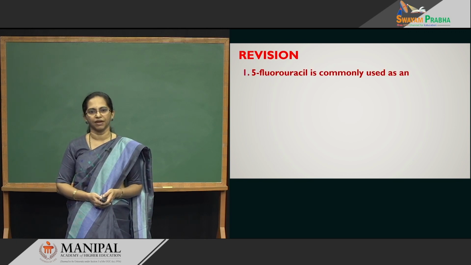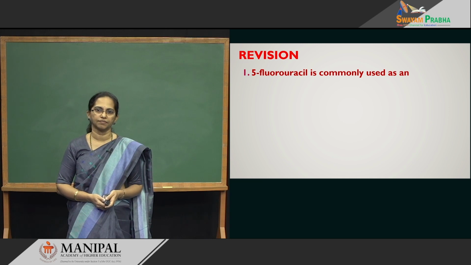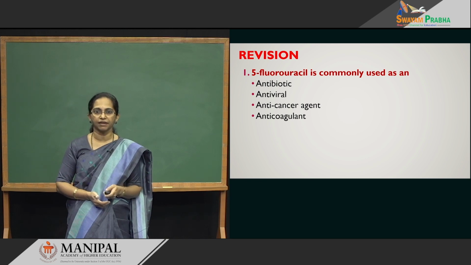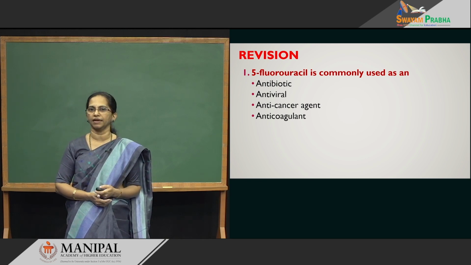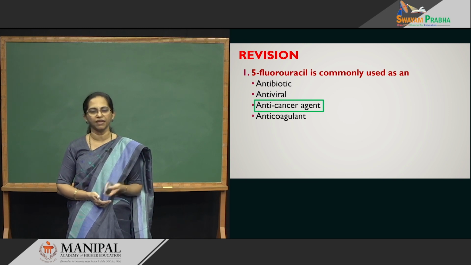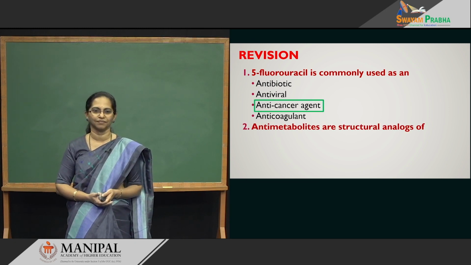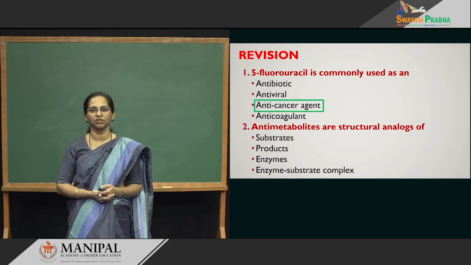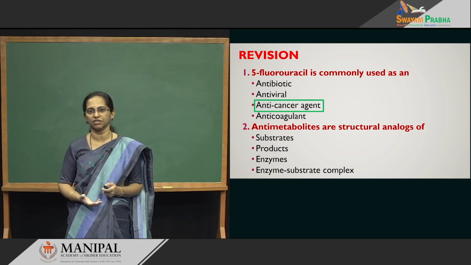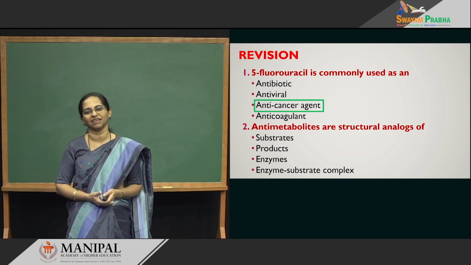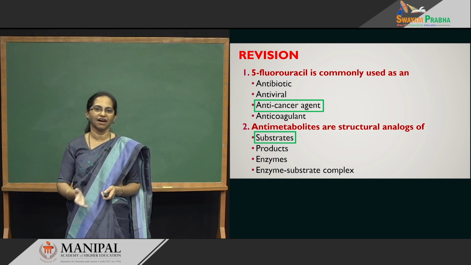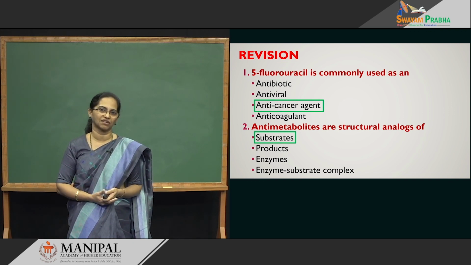So, let us quickly revise. 5-fluorouracil, in which condition will you use this? Is it an antibiotic, an antiviral, anti-cancer or anticoagulant? It is for chemotherapy, it is an anti-cancer agent. Antimetabolites, they can be structural analogues of what? Whom are they trying to resemble? Are they the resemblers of substrates? Are they the resemblers of products? Do they resemble enzymes or enzyme substrate? They are mimicking the structure of substrate. That is the correct answer. They are used because they resemble the structure of substrates.